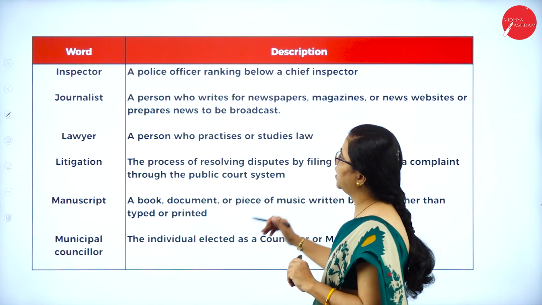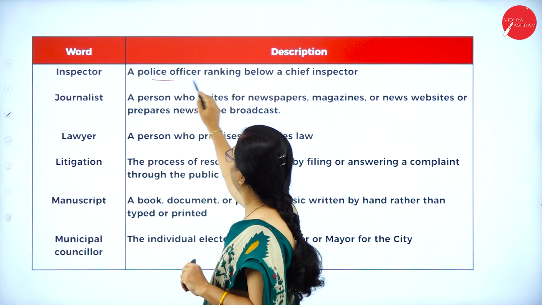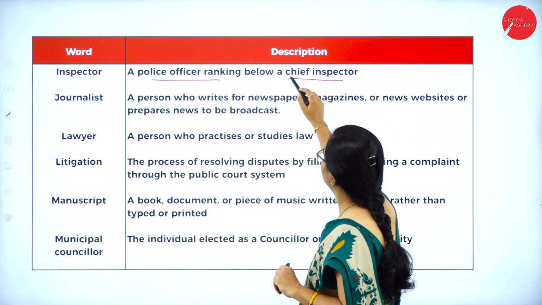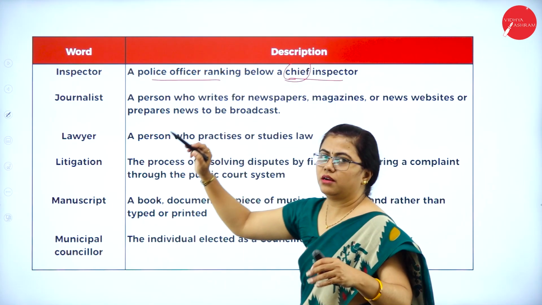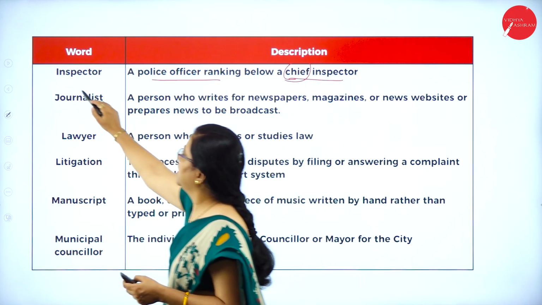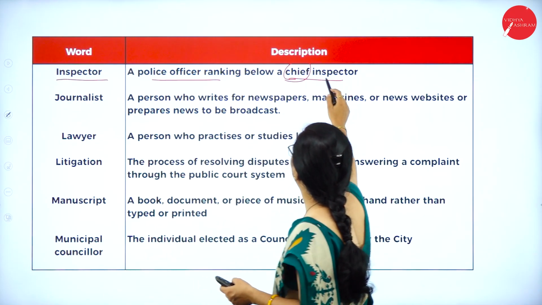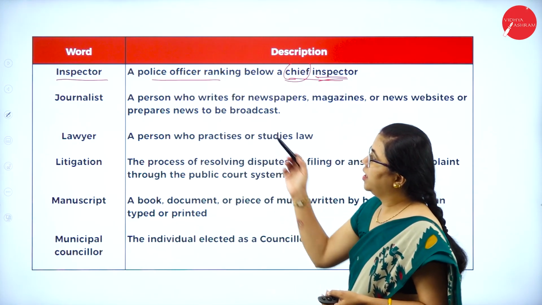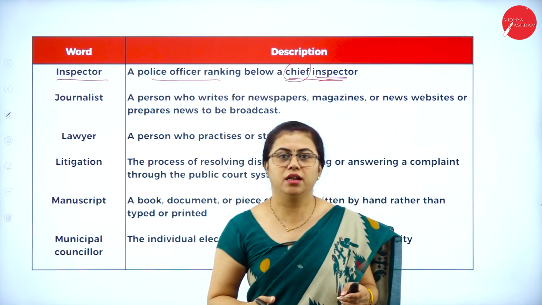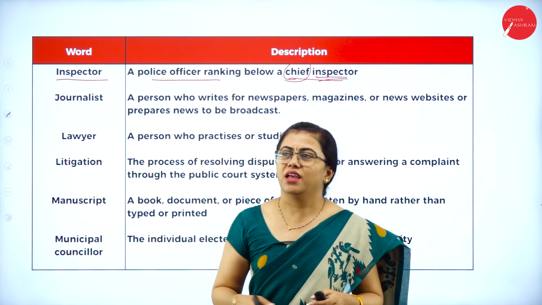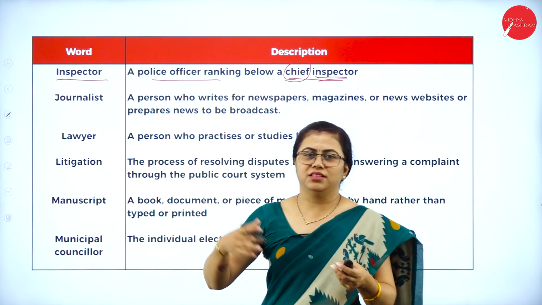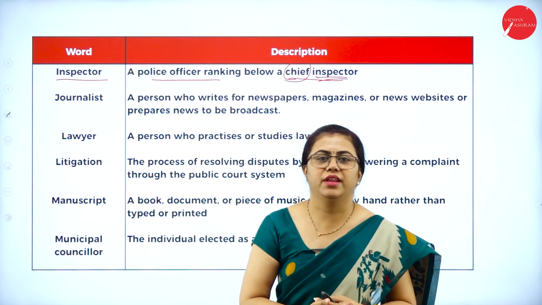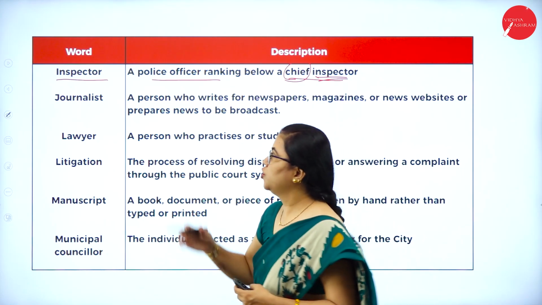Then we have this word: a police officer ranking below a chief inspector. A chief inspector is somebody like a circle inspector. So that one is an inspector. You get a clue here: below a rank, so you can just write inspector. So here Margaya meets an inspector on the way to Madras. Or you can just say there is an inspector who is living next to my house. Anything is fine.